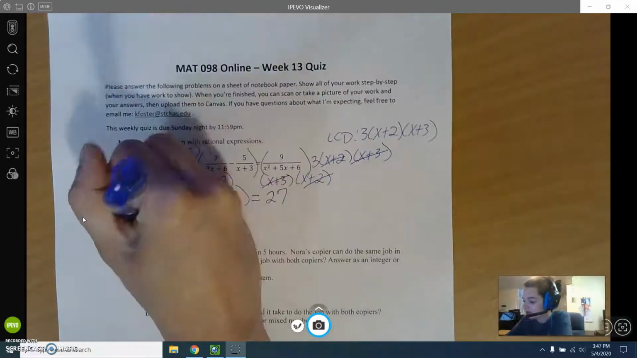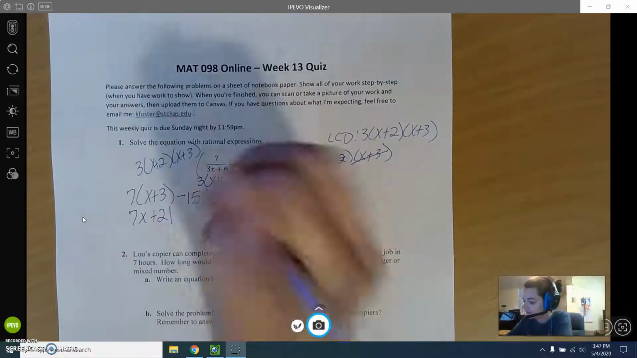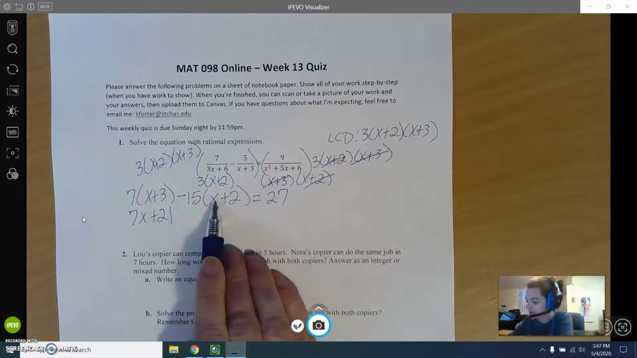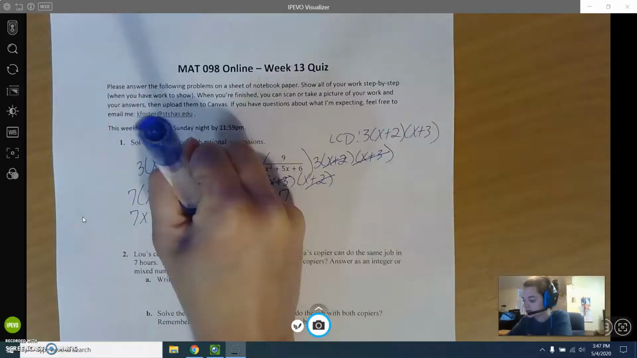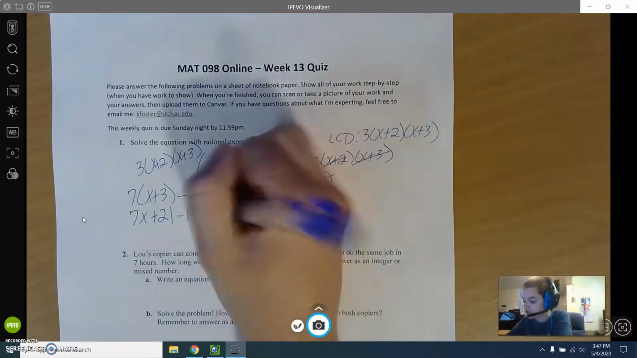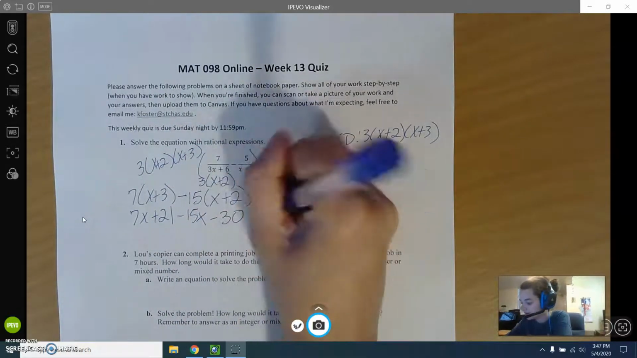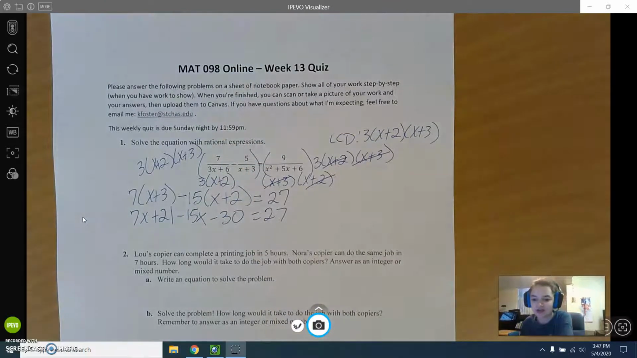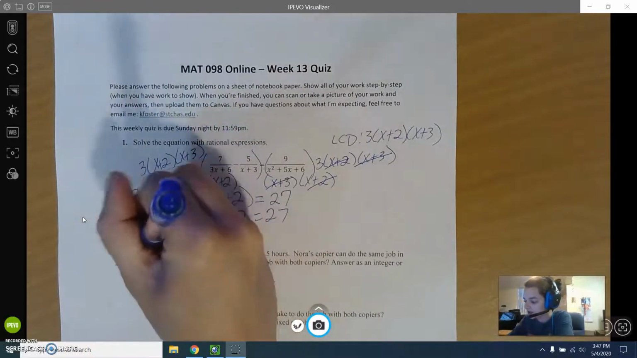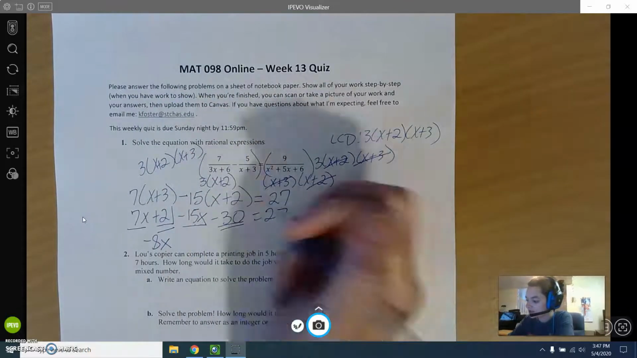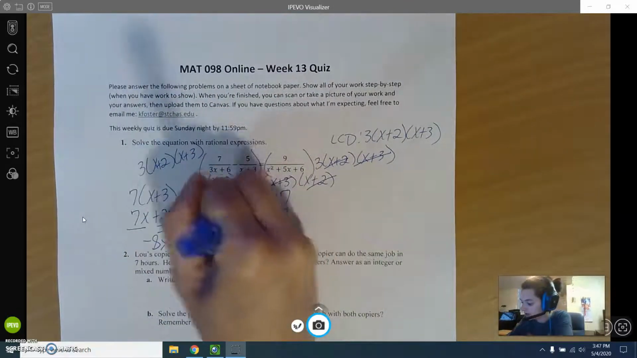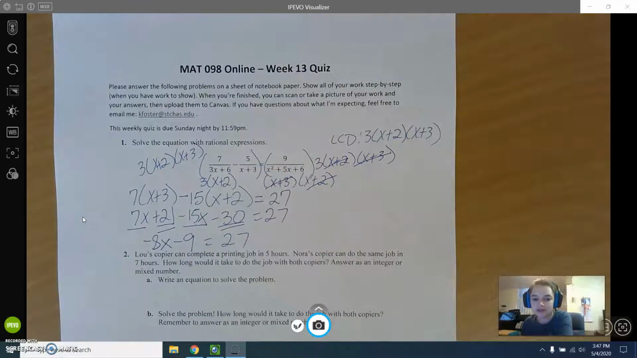7 times x plus 3 would be 7x plus 21. That minus 15 times x plus 2, well, you're going to have to do negative 15 times x, which is negative 15x, and negative 15 times 2, which would be a minus 30. It still equals 27. I haven't changed that at all. We can combine some like terms, so 7x minus 15x would be negative 8x. 21 minus 30 would be negative 9, and it still equals 27. See, it's getting better and better all the time, isn't it?